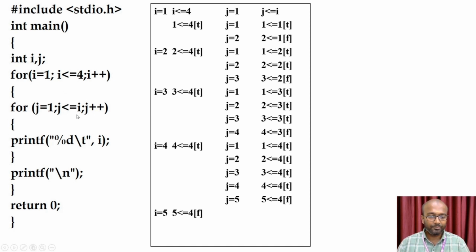Since the condition is false, it prints the \n, a new line, and again it moves to incrementing the i variable. So the value of i now becomes 2 and again the condition is checked, 2 less than or equal to 4, the condition is true. It enters the inner loop, again j is initialized as 1, then the condition is checked, 1 less than or equal to 2. Since the condition is true, the value of i is printed as 2 in the new line.